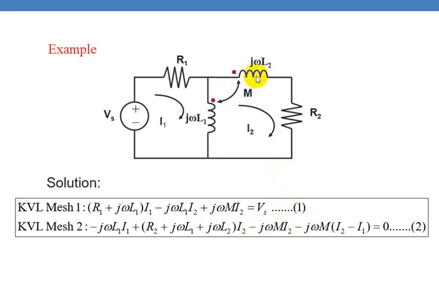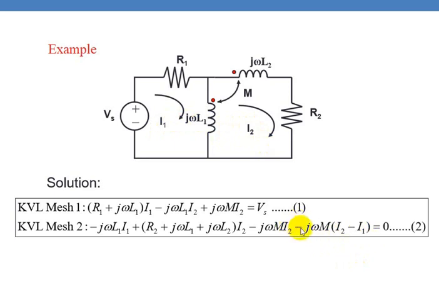Coming to this inductor, in this coil, the mutual inductance voltage will be j omega M into the current in this. The current in this is I2 minus I1. While writing the equation for the second mesh, you have to write I2 minus I1. Why I2 minus I1? Because they are in opposite directions. So j omega M into I2 minus I1.